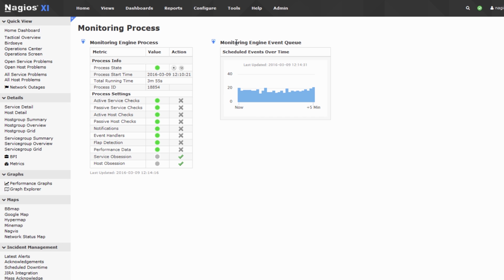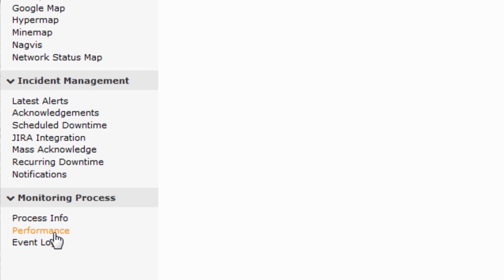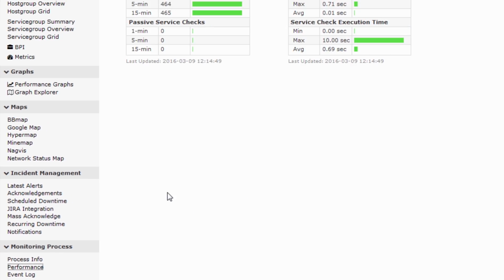Next we have the monitoring engine event queue. This graph indicates how your checks are being scheduled over time. In general, you should expect this graph to be pretty linear, pretty straight. If you see a lot of mountains or a lot of valleys, that can definitely indicate a problem and your system might need tuning. Next, we have the performance tab, which goes into even more detail.